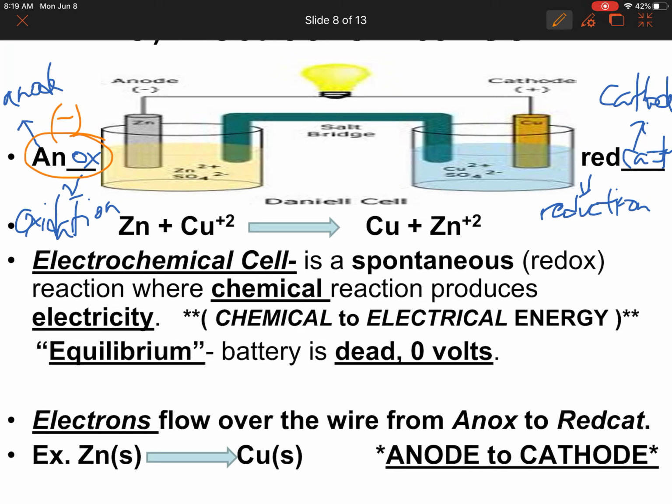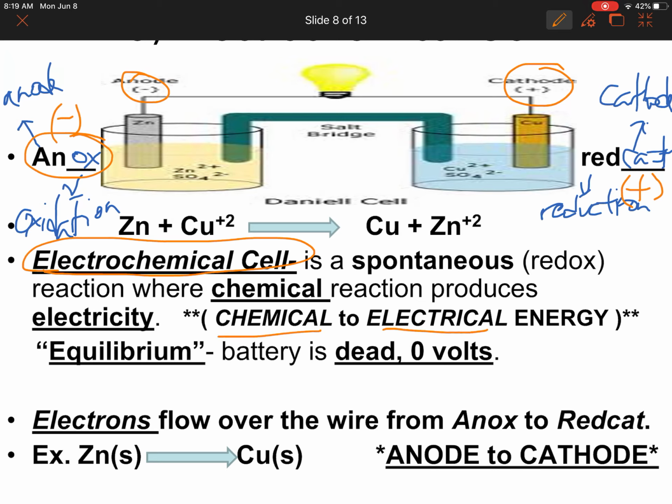Reduction, red cat, reduction occurs at the cathode. That's your positive end of the battery. That's why if you notice over here it's positive and over here is negative. Now, let's read what it says here. Electrochemical cell. It's a spontaneous reaction, right? What does spontaneous mean? Out of nowhere. Where a chemical reaction produces electricity. Chemical to electrical energy. Very important.